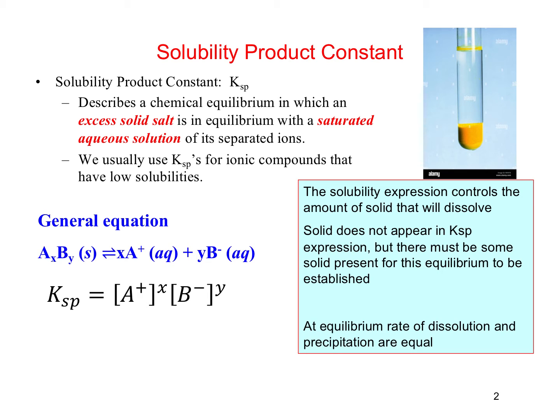We usually talk about solubility product constants, or KSPs, for ionic compounds that have low solubilities. So the general equation we're imagining is we have a solid reactant, and then that's in equilibrium with its dissolved ions. And so in general, the expression for the solubility product, it's just an equilibrium constant. So it's the concentrations of the products raised to their stoichiometric coefficients divided by the concentration of the reactants. But since the reactant is a solid, it won't appear in our equilibrium constant expression.